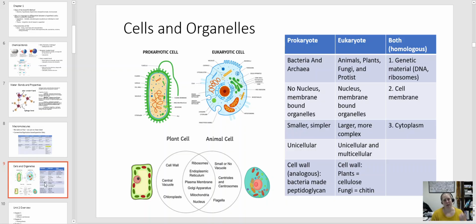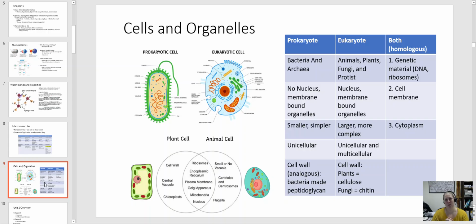All cells have genetic material, DNA, and ribosomes that allow us to make those proteins. All cells have a cell membrane and all cells have cytoplasm. Again, this is one of those key characteristics of life, having these cellular structures, specifically with that genetic material, cell membrane and cytoplasm. Those are going to be incredibly important because your cell membrane, for instance, is that barrier that is providing that homeostasis, allowing things to move across it effectively. And it's like a separation between the inside and outside of the cell.